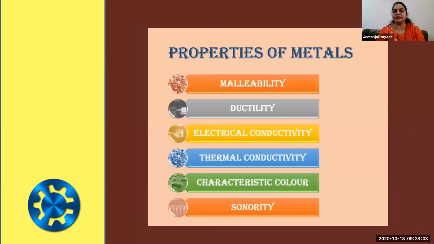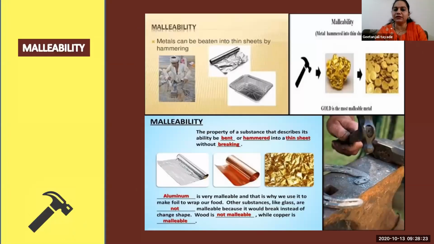Then the properties of metals. Metals have different properties like malleability, ductility, electrical conductivity, thermal conductivity, characteristic color, and sonority. Just keep in mind different properties of substances and metals also. And how to identify that is, see, the malleability.